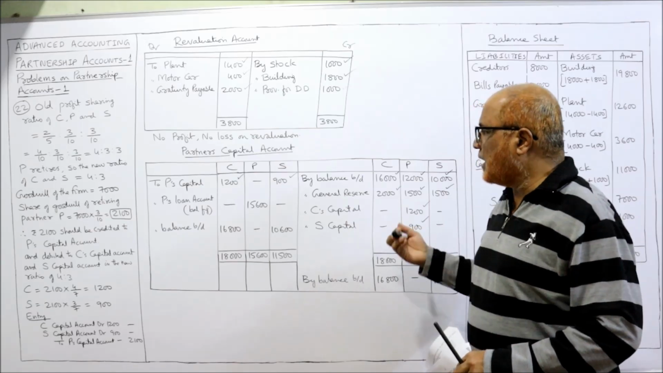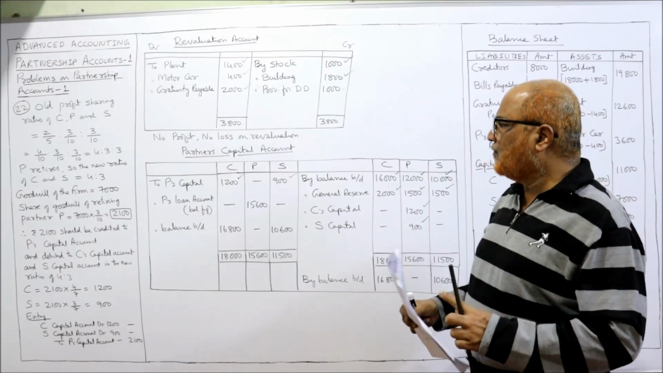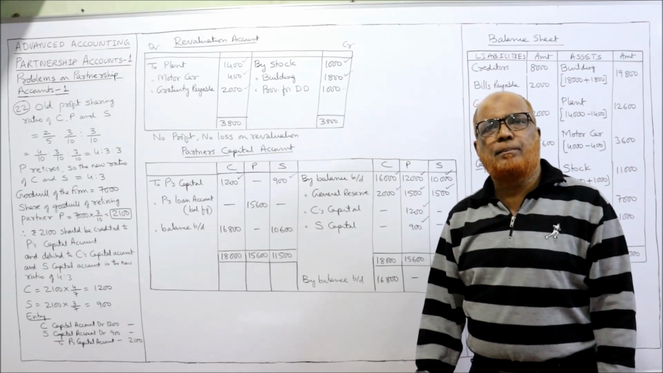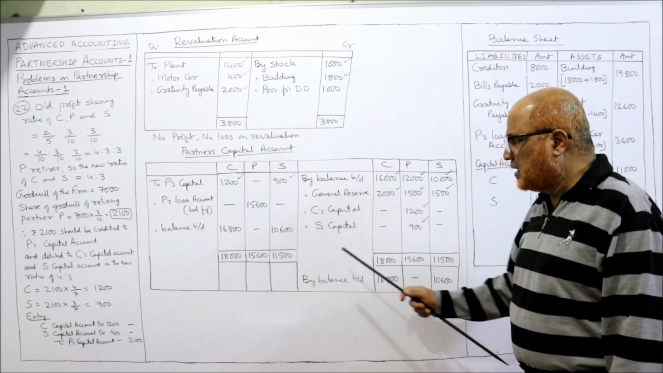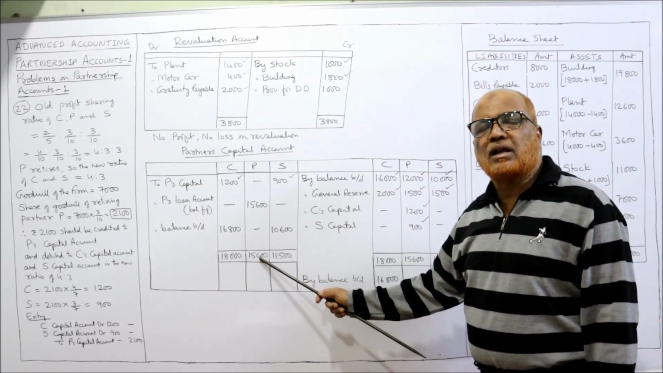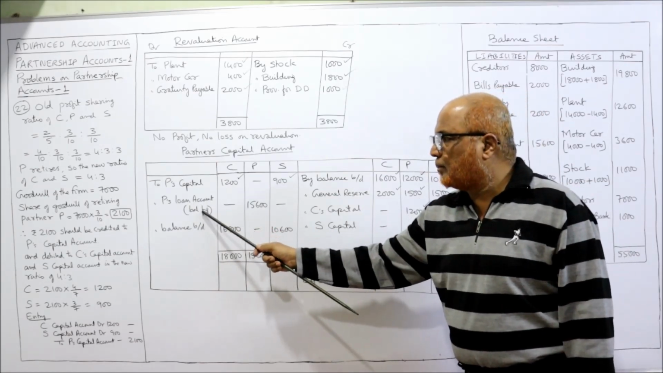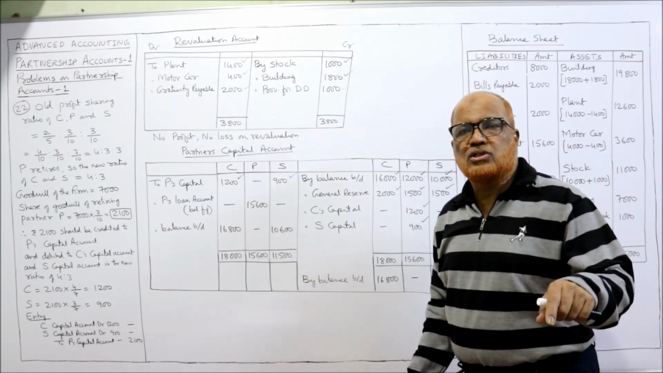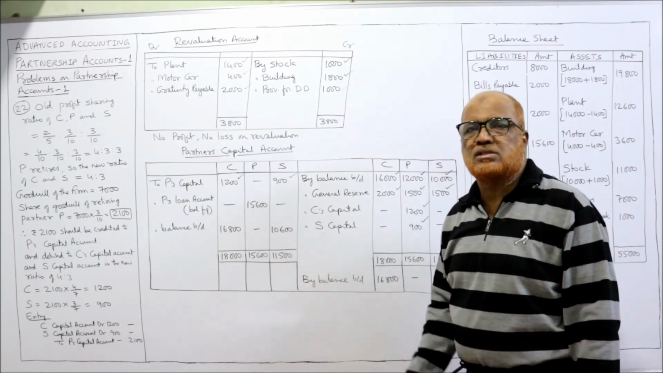Apart from that, now we have to find out how much is the amount due to the retiring partner P. On P's credit side, if you take the total, it is 15,600. This 15,600 will be transferred to his loan account. So here, to P's loan account, balancing figure 15,600. In the new balance sheet, on the liability side, we will take P's loan 15,600.